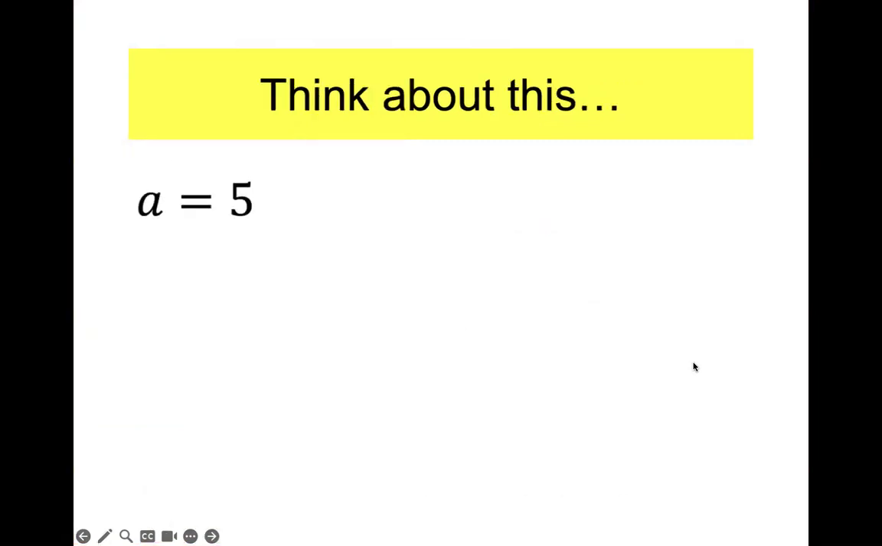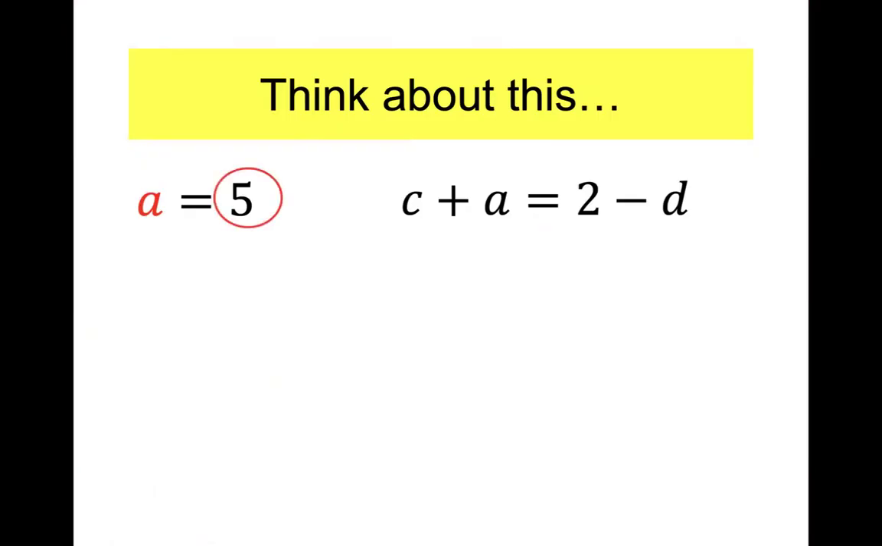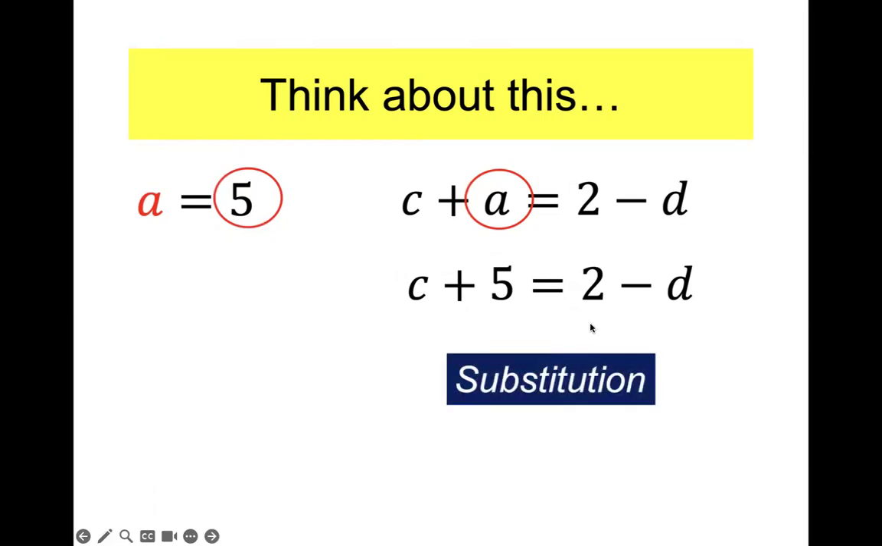All right. Think about this. If I have a value for A, 5, and I have an equation that uses the letter A, notice that equation there on the right, C plus A is equal to 2 minus D. Then if I choose to, I can get rid of the letter A in the equation and replace it with a 5. So in other words, I can go to that equation on the right, and if I see the letter A, I can write 5. We've seen this before plenty of times in algebra. This is called the substitution property. The substitution property allows you to swap out a variable with a number.